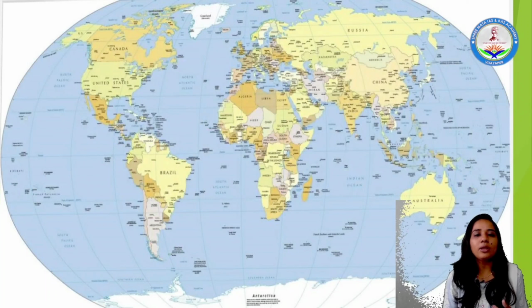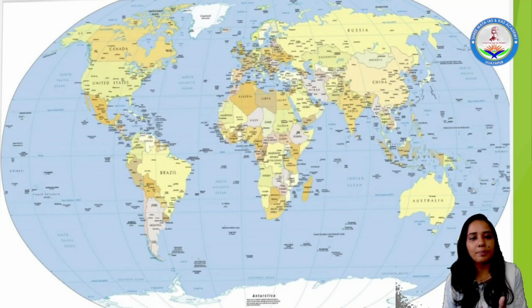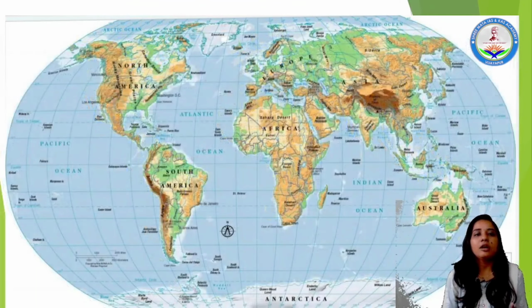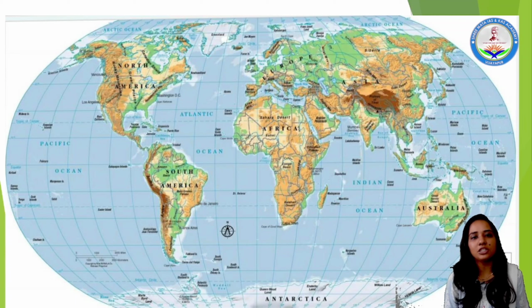So this is a political map I have given. For example, you need to look into the oceanic part. Where are the straits present? Where are the glaciers located? Which kind of vegetation is present? That is in your geographical map. That is a physical map, and that is a political map.